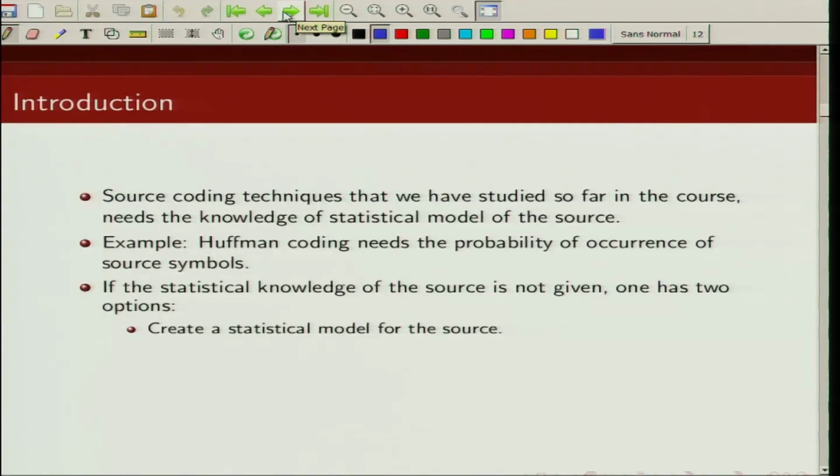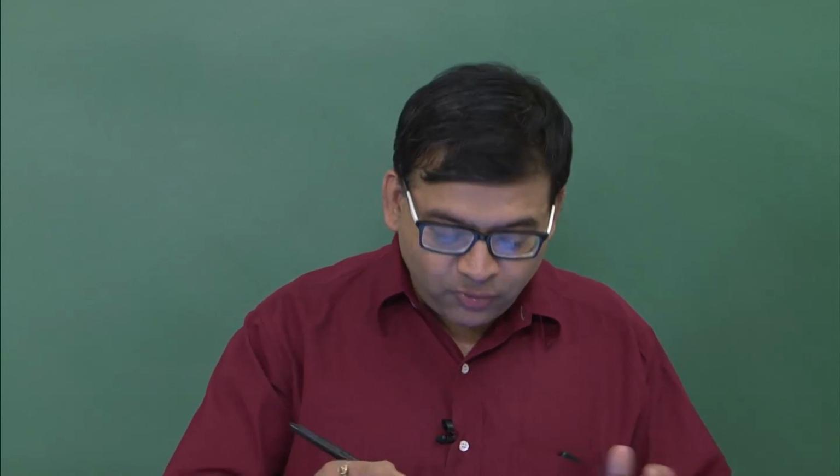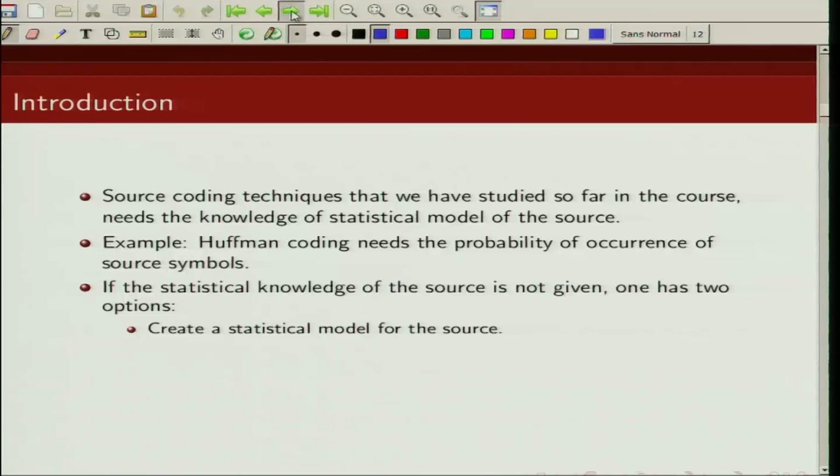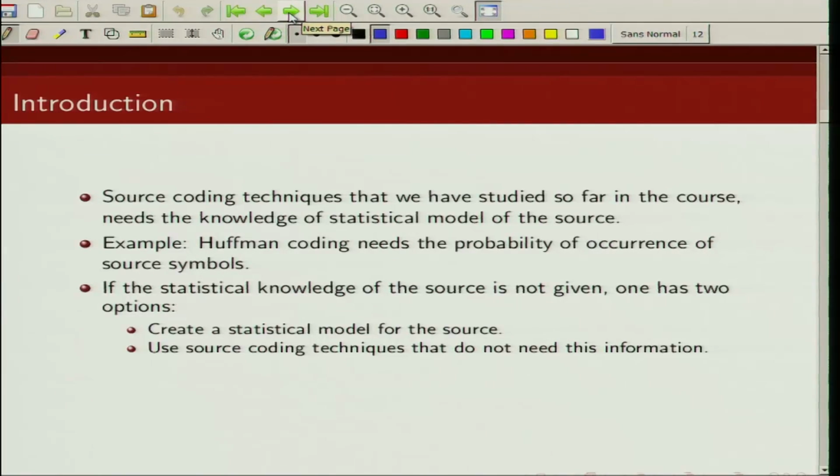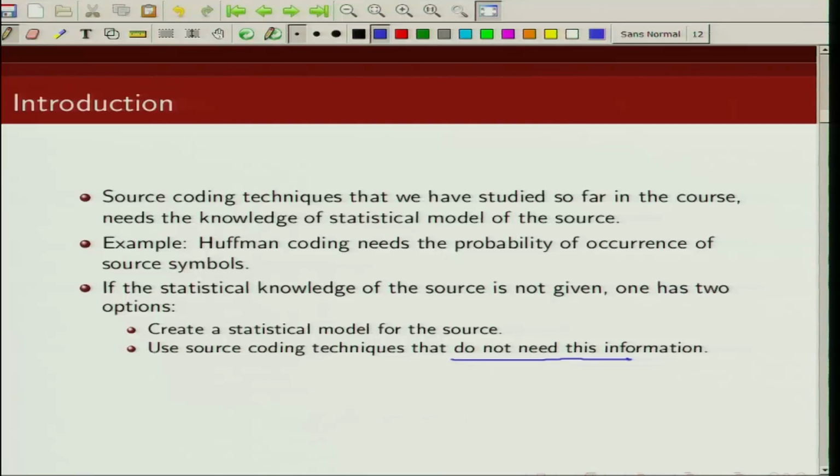What should you do if you do not have that information available? One possible thing is we could create a statistical model. So you have some initial training phase, you try to guess the probability of these various symbols which are being emitted by this source, and you create a statistical model. Other techniques could be using source compression algorithms that do not require this a priori knowledge about the source distribution. And today we are going to talk about such source compression algorithms that do not require a priori information about the source distribution.